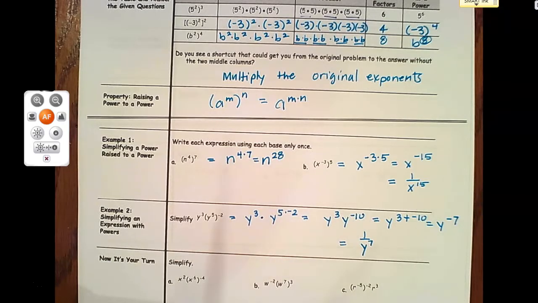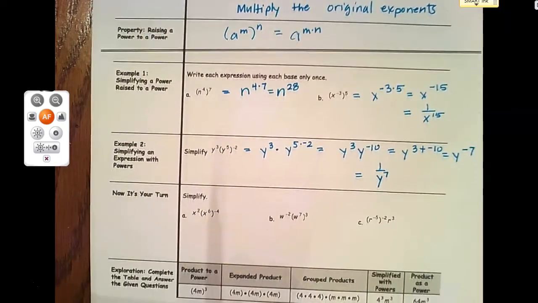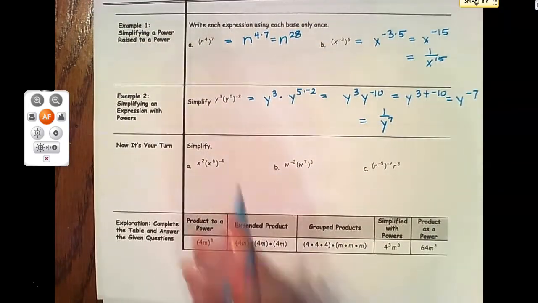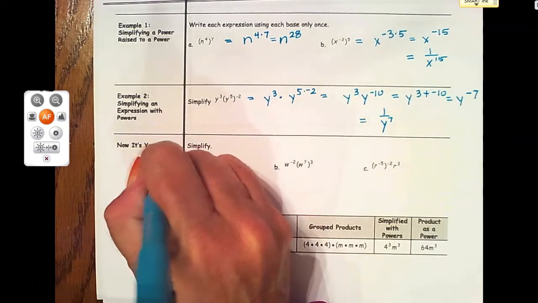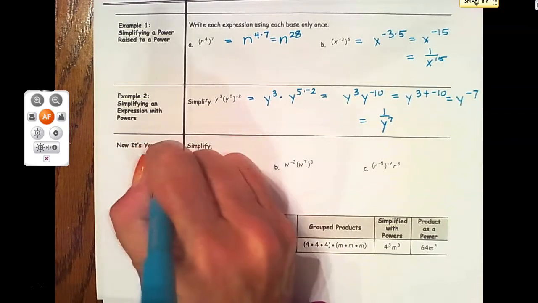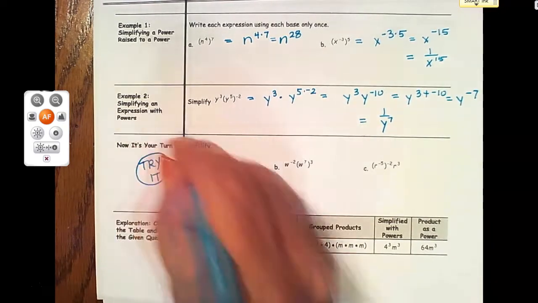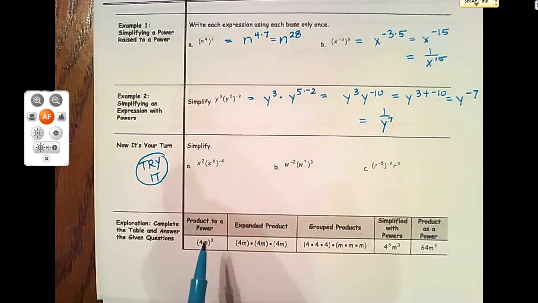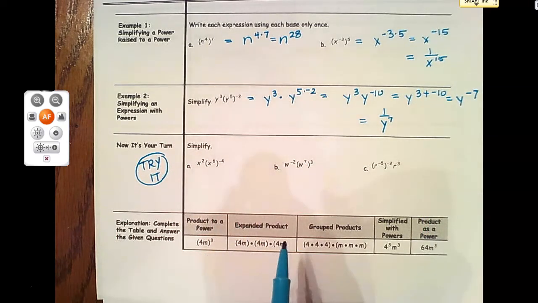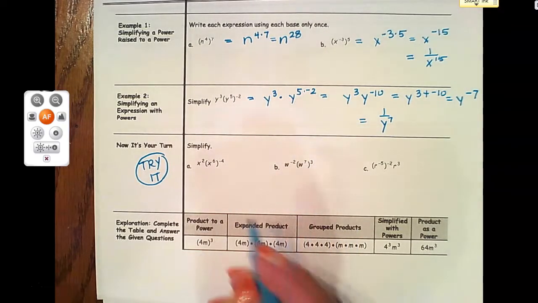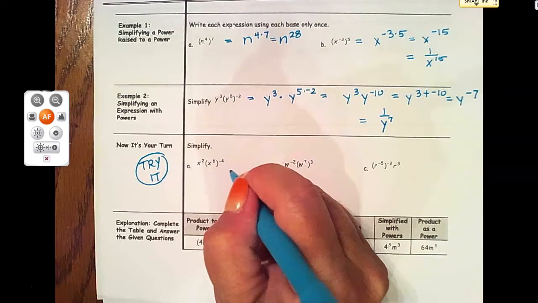So here we have some "now it's your turn" problems, a little combination of everything. These are your try-it problems. Go ahead and pause the video and see what you can do with these. Use a pencil just in case you have to erase and correct yourself. And we'll check our answers just as soon as you unpause the video. Okay, so welcome back. Hopefully you paused the video and you tried these on your own.